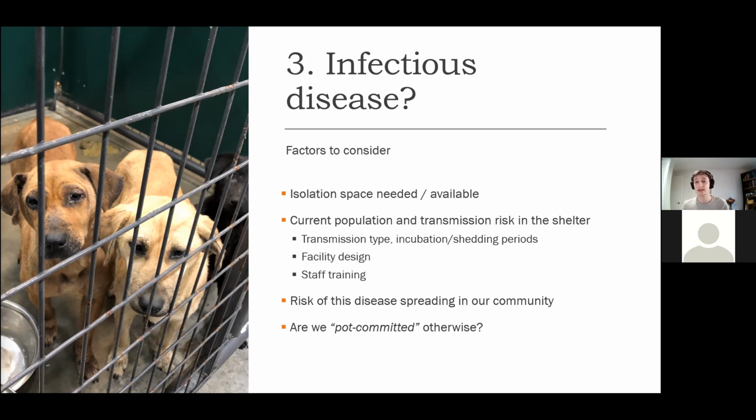I have to also look at my current population and the transmission risk in the shelter. What is the transmission type of this particular disease? Is it direct, vector-borne, aerosolized, fecal-oral? What's the incubation and shedding periods? Right, all to take into consideration. If this animal has a very, very long incubation period or a very long shedding period, that might limit me in what I might be able to do.